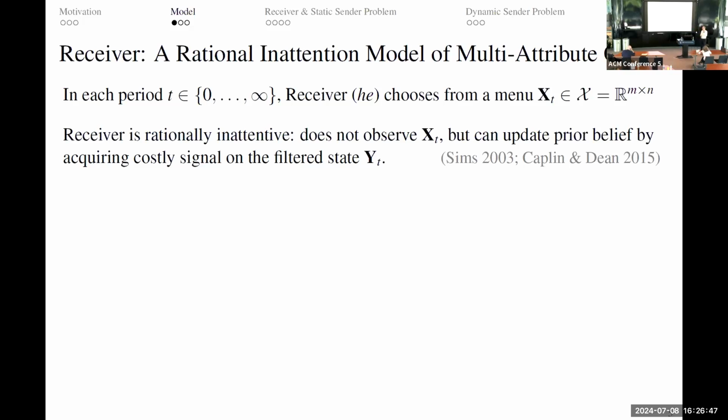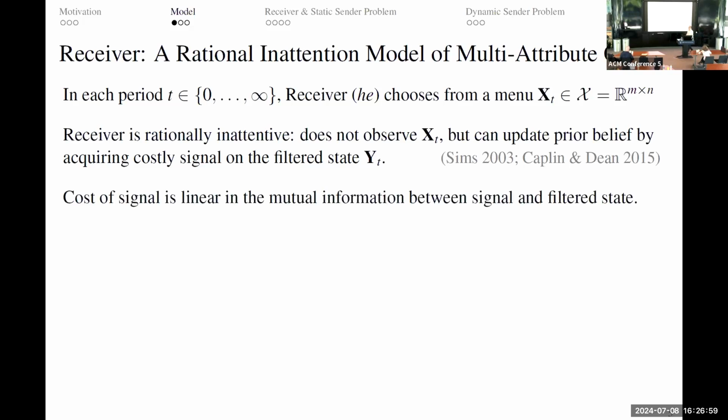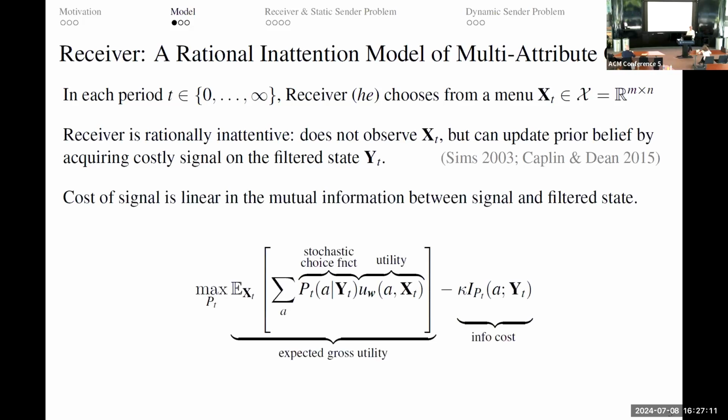Rather, the receiver has a prior belief over the possible states of the world, the possible menus, and can then endogenously acquire a costly signal on the state of the world to update their belief. Following the rational inattention literature, the cost of that signal is modeled in an information theoretic manner as being linear in the mutual information between the signal and its realization.